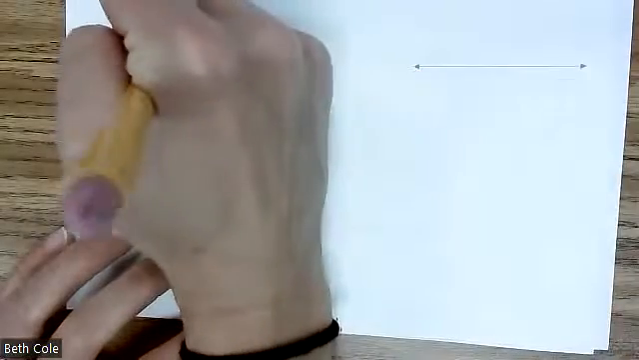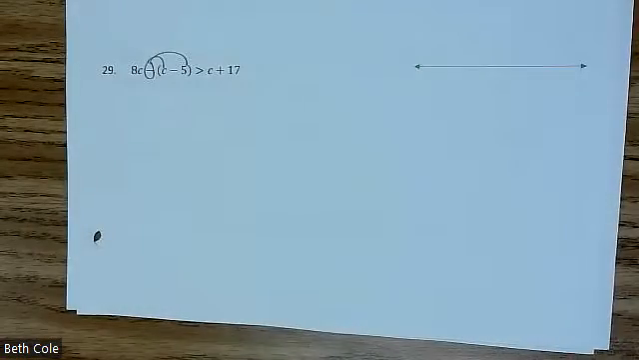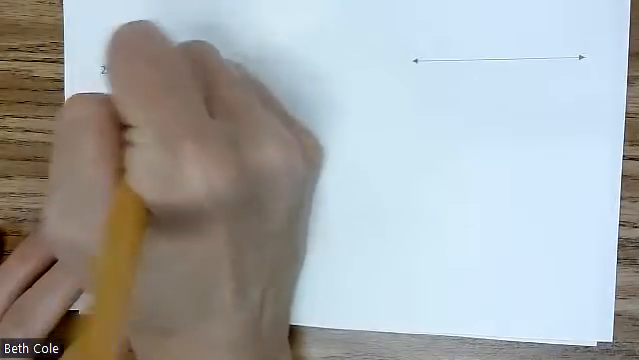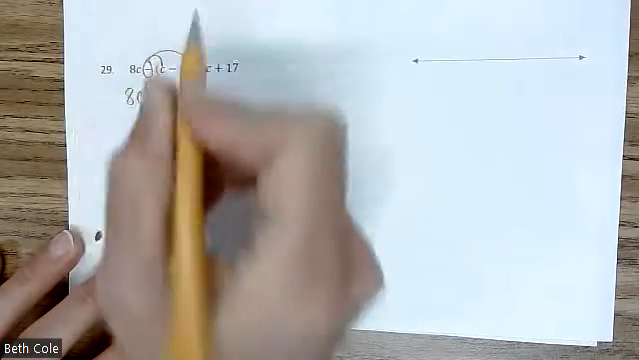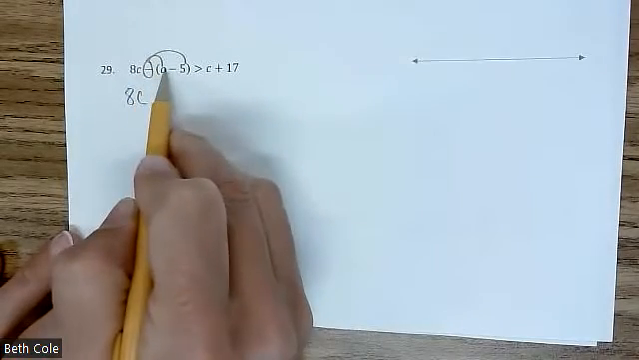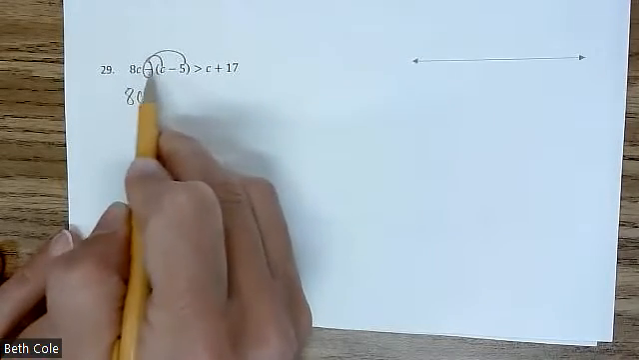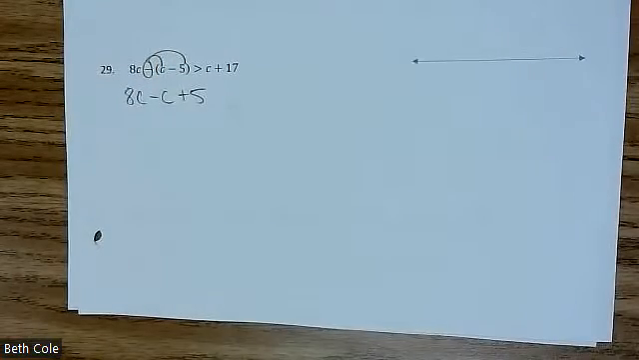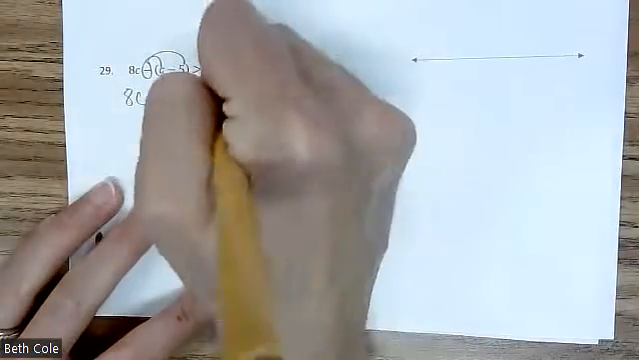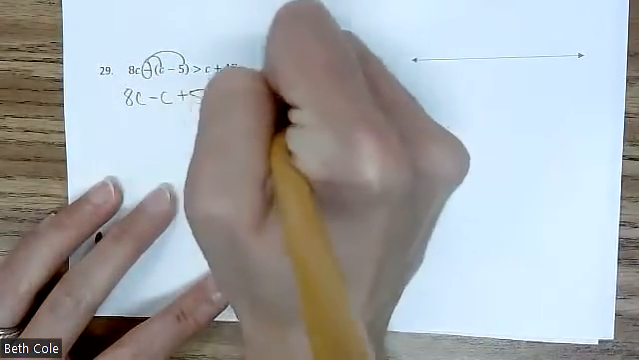All right, so we're going to take that negative and distribute it. When you distribute a negative, all that's going to happen is everything flip-flops. So it'll be 8C and then what? Negative C. Good. And then positive 5. Good. You're just distributing the negative. It's going to negate everything. Greater than C plus 17.